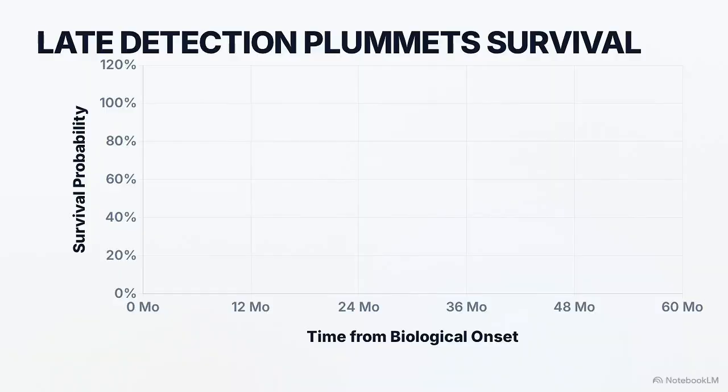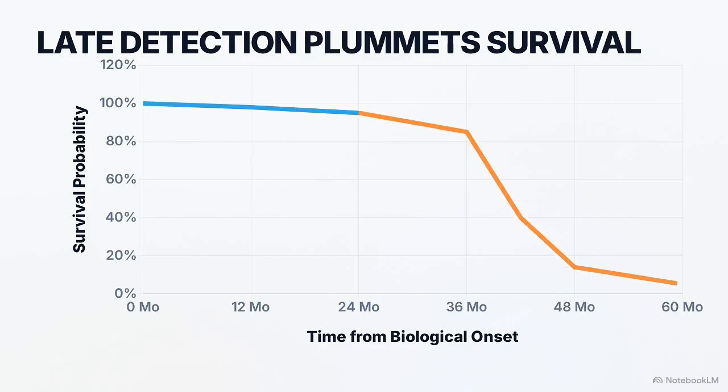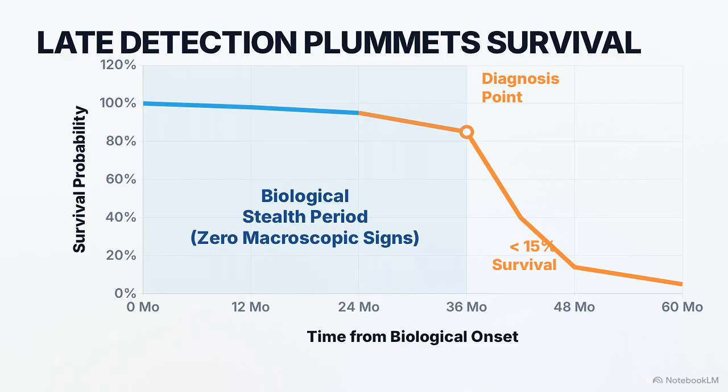This is a survival curve for pancreatic cancer. The sharp decline shows a bleak baseline. Survival is under 15% due to late detection. The constrained region before diagnosis is the biological stealth period, where the disease presents zero macroscopic signs, preventing early identification.